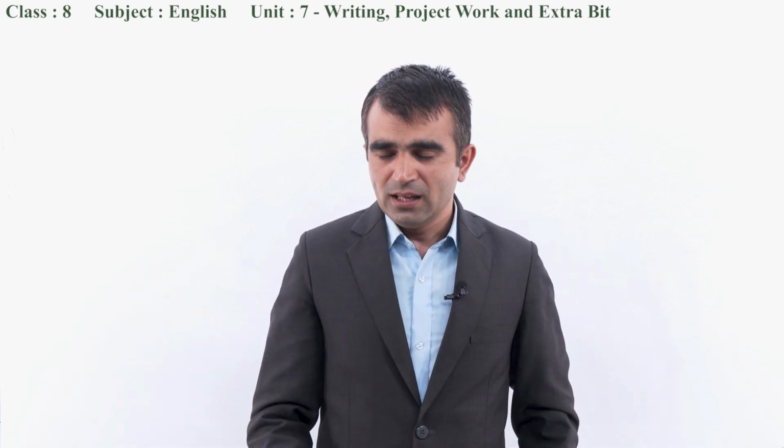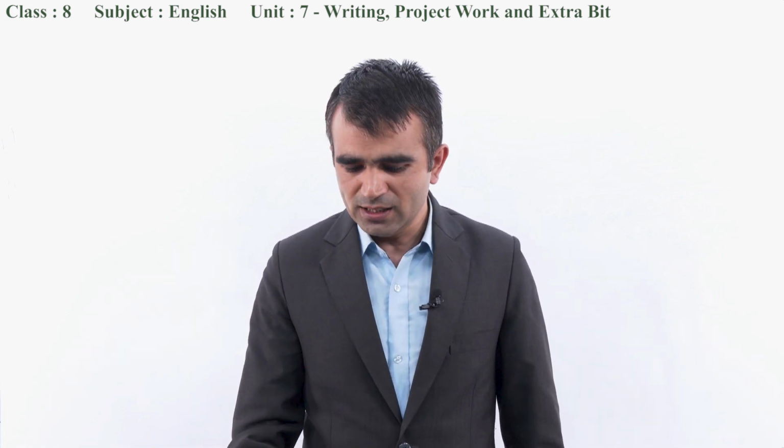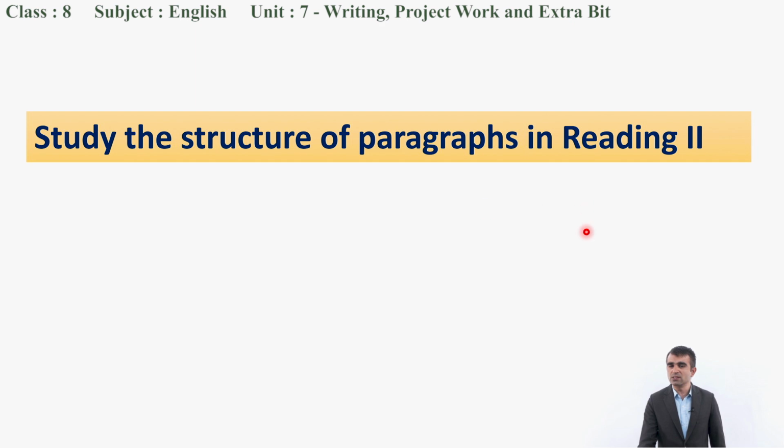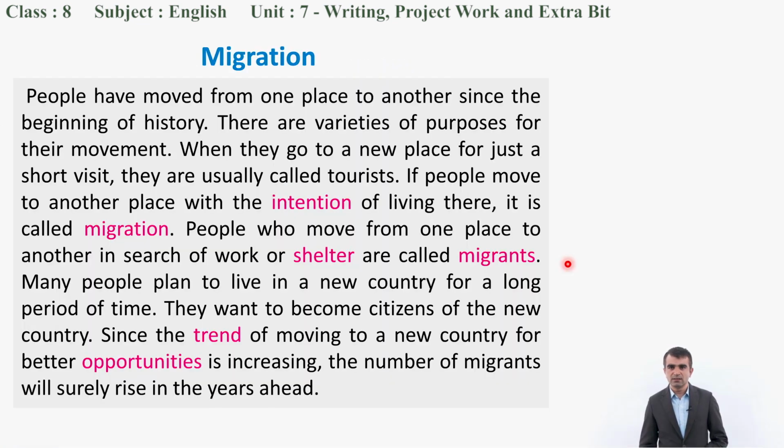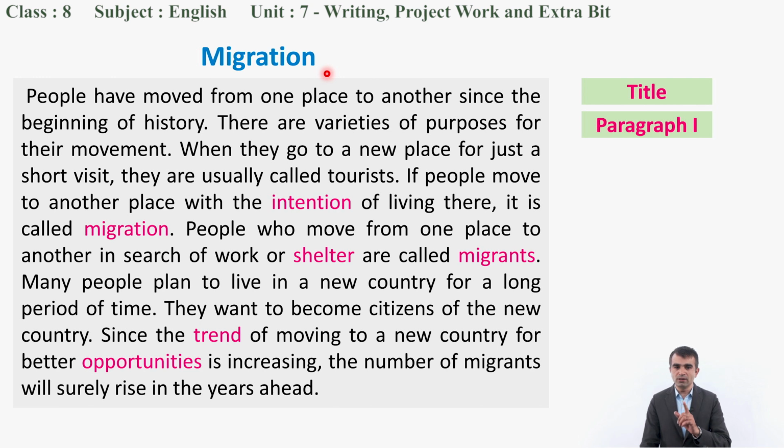Okay, now in paragraph what you should do is you can go to your reading. Now here study the structure of paragraphs in reading 2, that is migration. In your book, you can see the paragraph structure, how they are managed. See, this is the first paragraph in your reading, isn't it? Well, here what is given? Here there is a title on the top, is it? Then after that, paragraph 1. In paragraph 1, what is there?